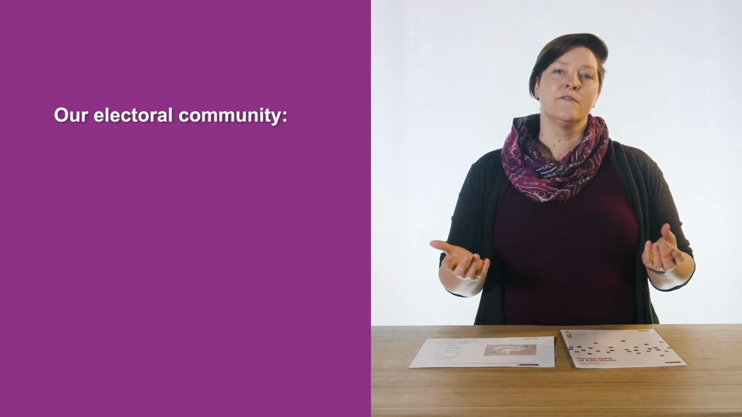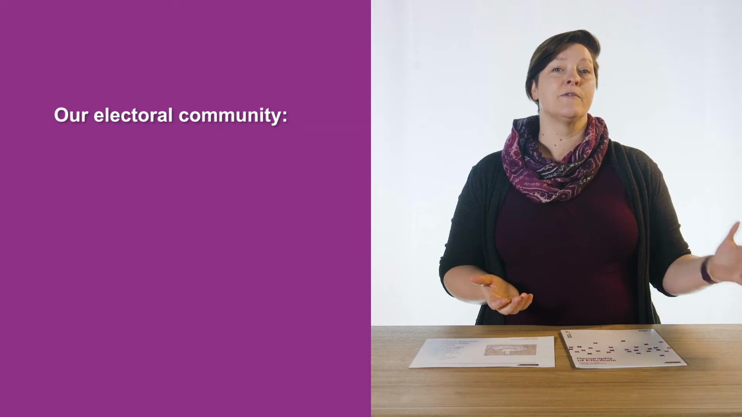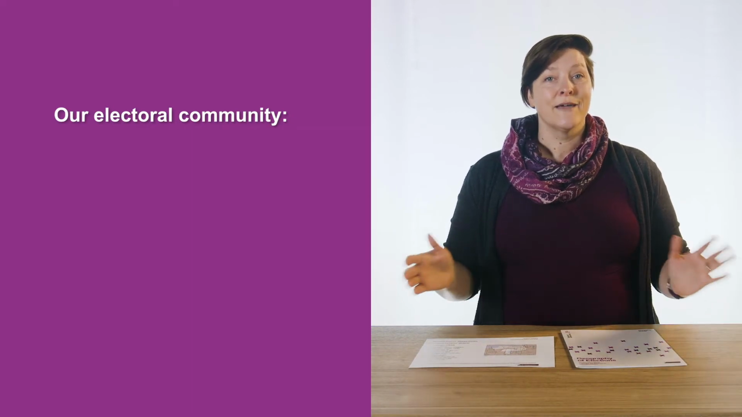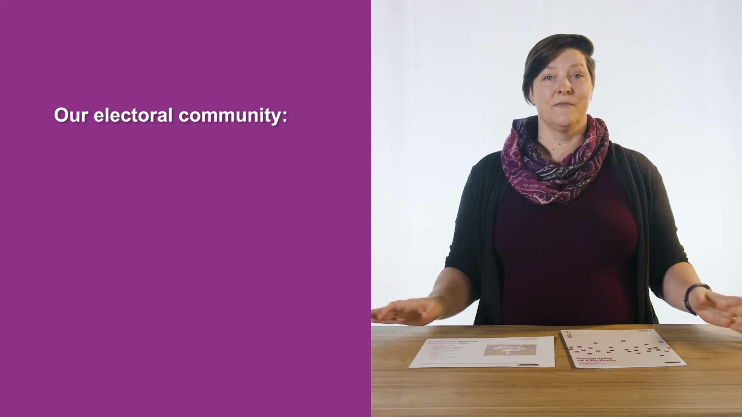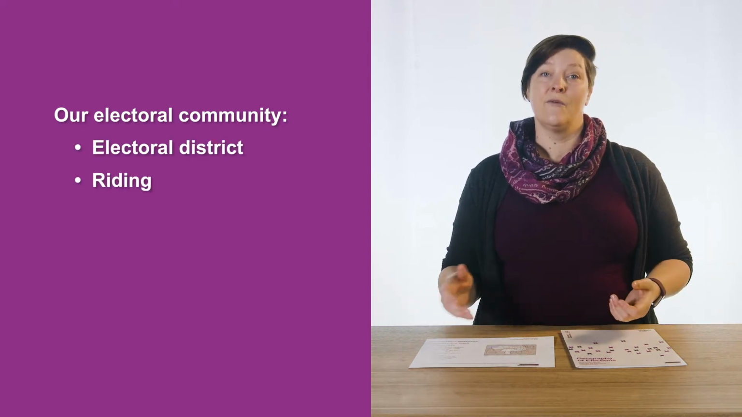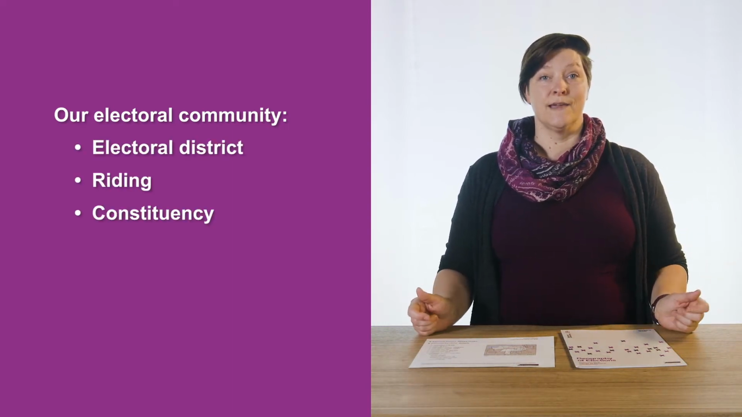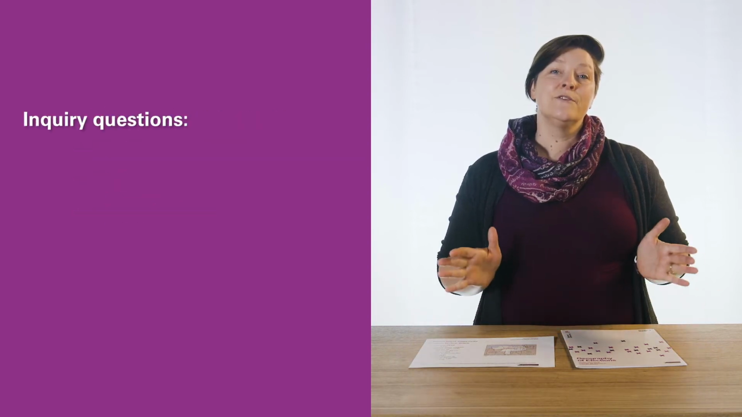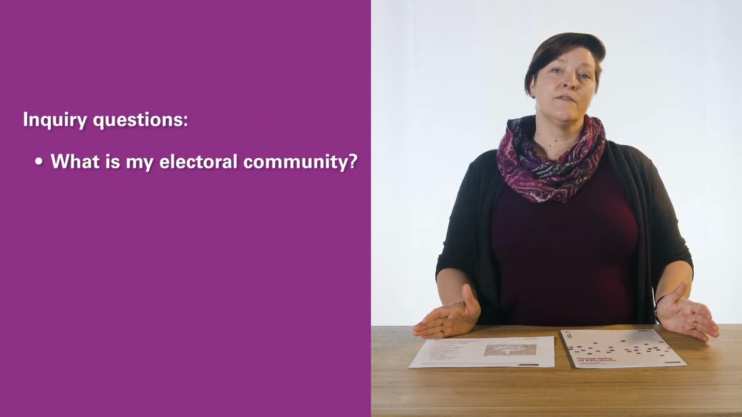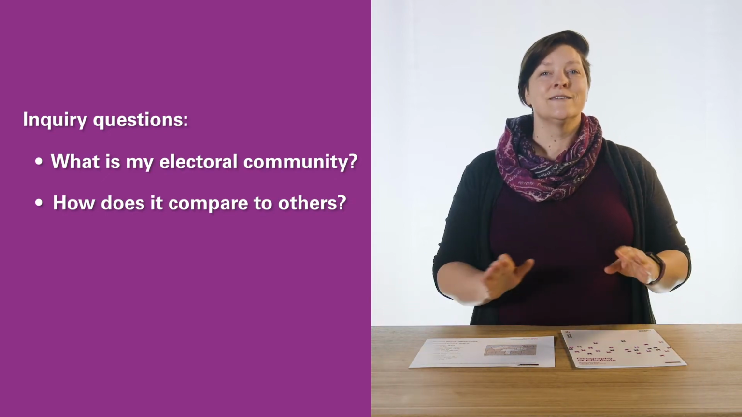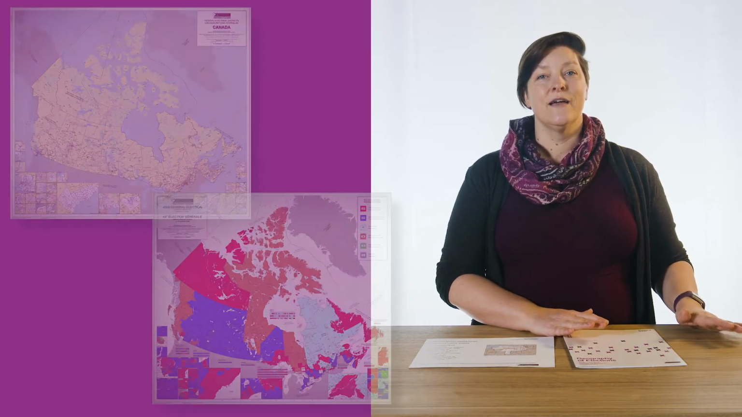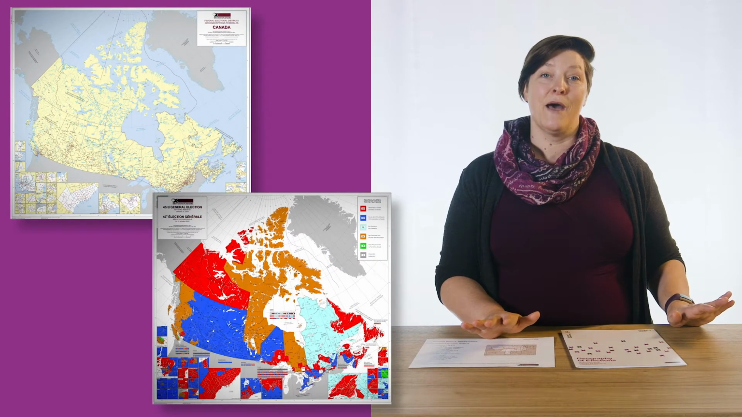Next, explain that students are part of a community that elects a representative to Parliament. That community has a few different names, but they all describe the same thing: an electoral district, a riding, or a constituency. Now, you can introduce the inquiry questions and explain that students will be using maps and data to find out some answers.